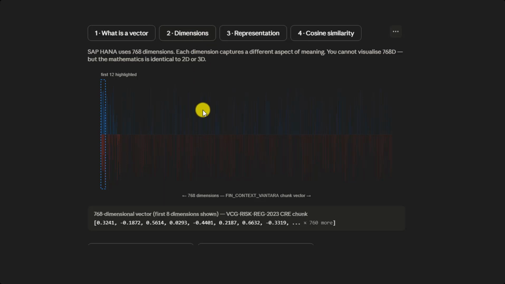Now, what are these dimensions? How do they look? This is an example of dimensions from a chunk. This is a specific chunk we're talking about, and these are the actual dimensions. I'll double check, but this is very similar to the actual numbers representing that specific vector. There are going to be 768 of these.